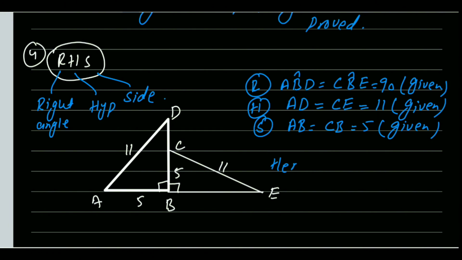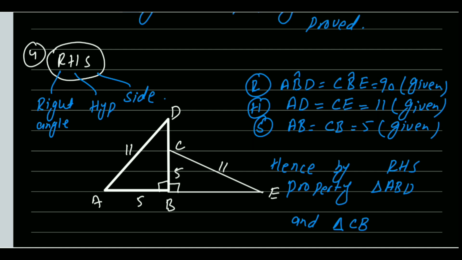So here we can say that hence by RHS property, triangle ABD and triangle CBE are congruent.